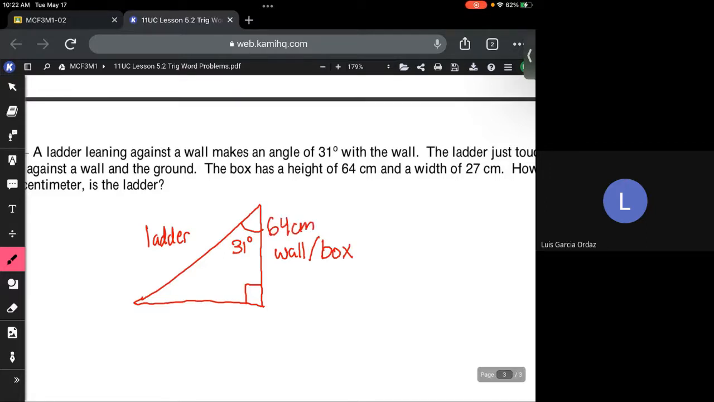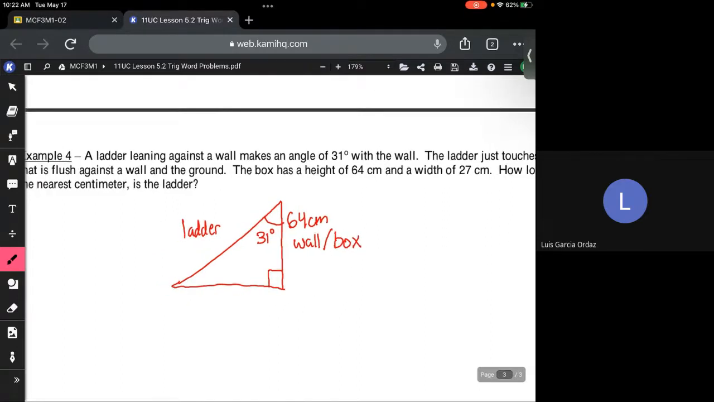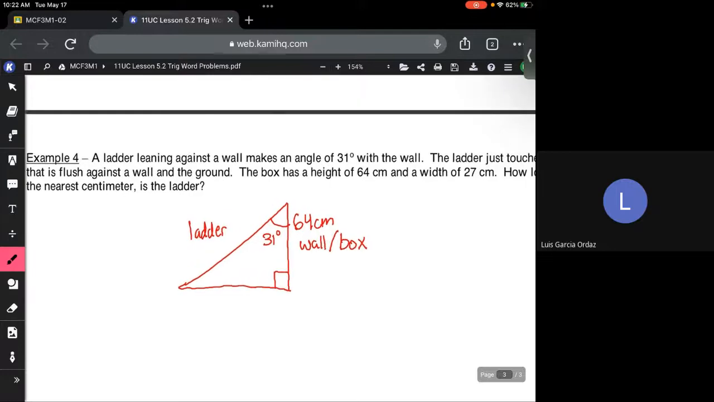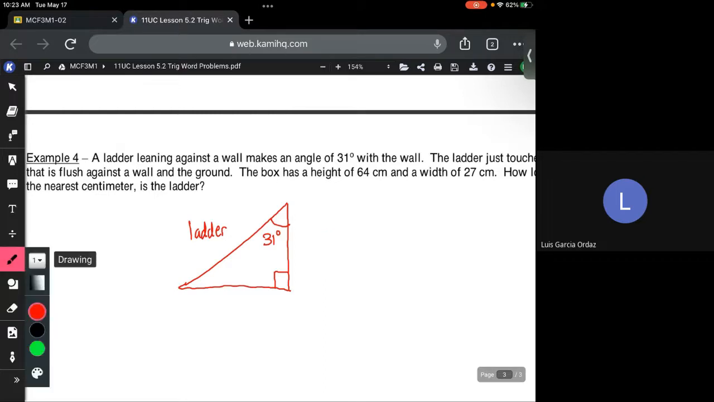And what is the width of my box? So let me just draw this out. So this is the box over here. So it has a height of 64 and a width of 27.